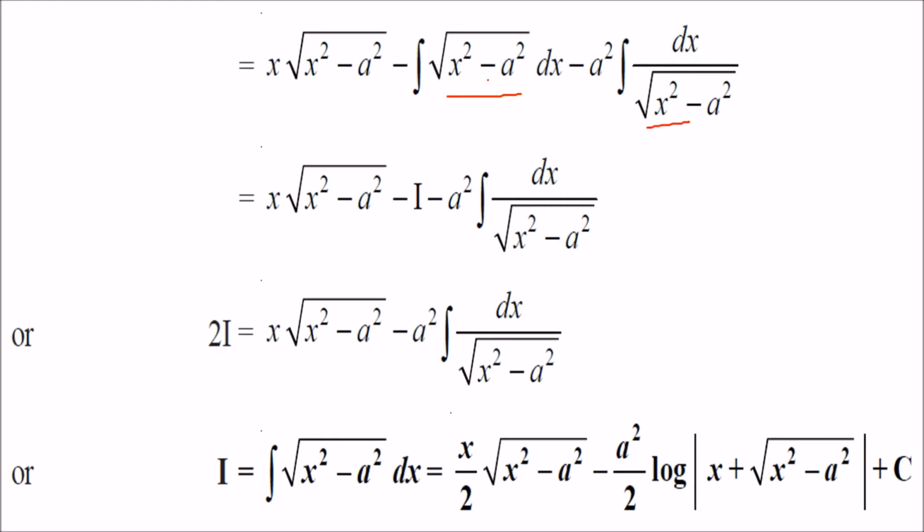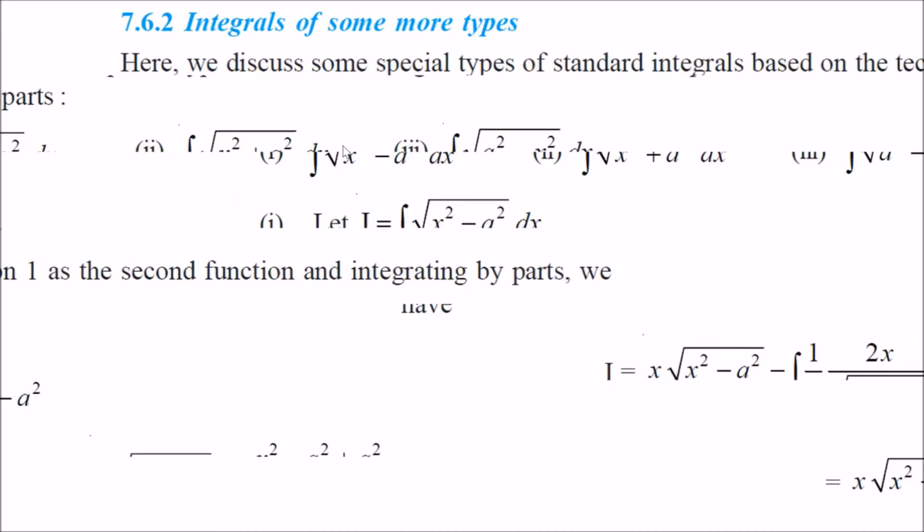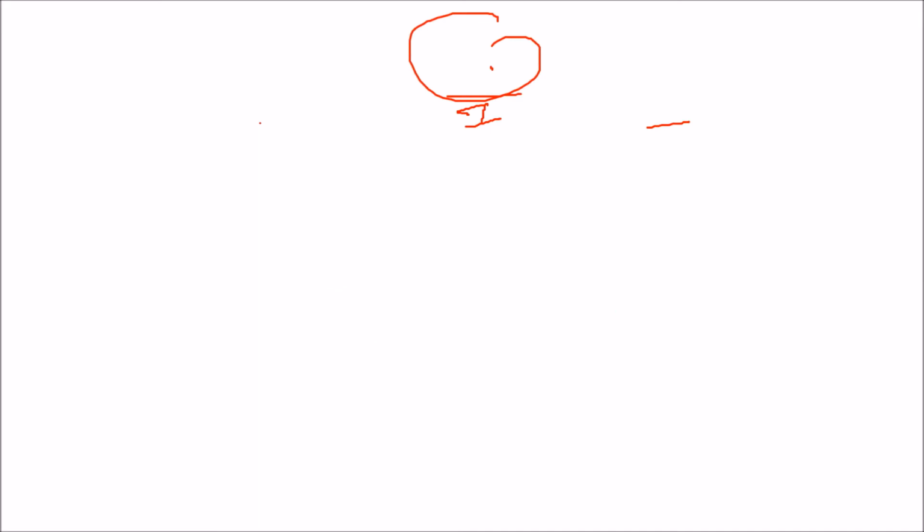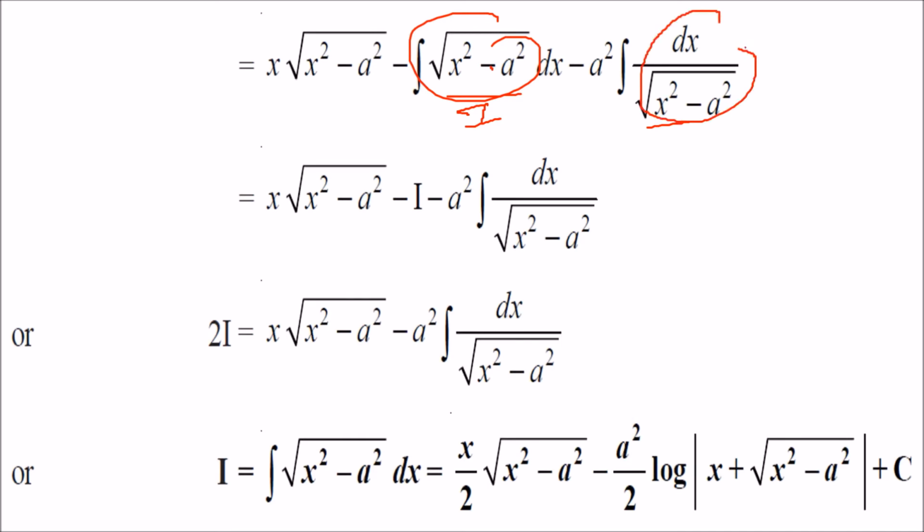So integration of this is what? This is I only. We have started with this only, right? And this is a simple integration, dx by under root x square minus a square. See, this I has gone there, 2I is there. Now you have to integrate dx by under root x square minus a square. And this integration will be nothing but divided by 2. But we have to solve this also.